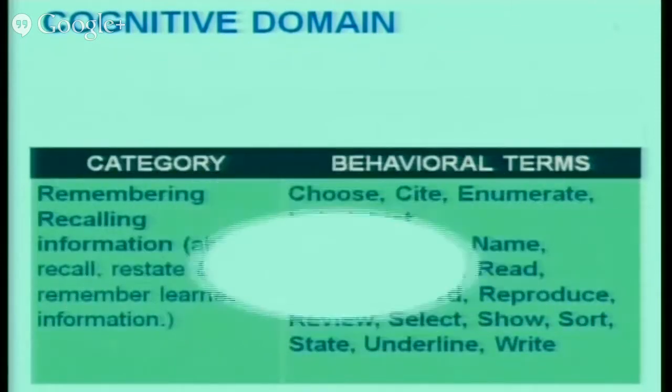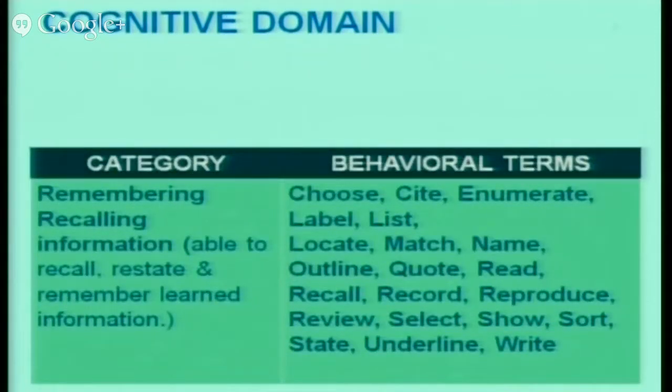So cognitive domain at the lowest level is remembering. Remembering refers to recall of information. That is, he is able to recall, restate or remember learned information. This is the lowest level. This is concerned with the basic terminology. Factual information. Name one sulfide ore of copper. He need not understand it. He has simply remembered it and he is simply reproducing it.